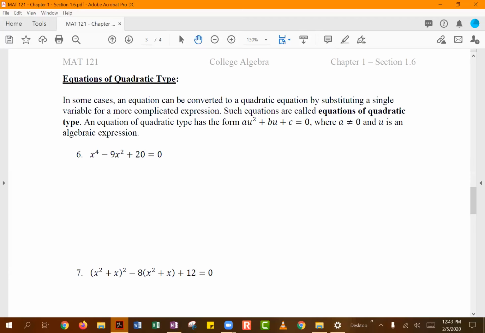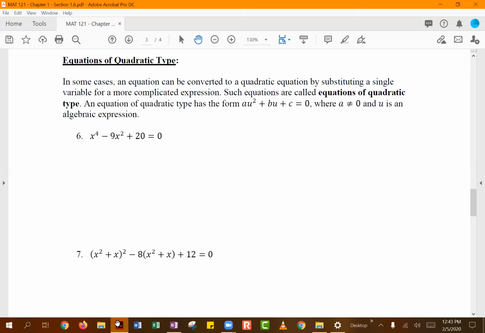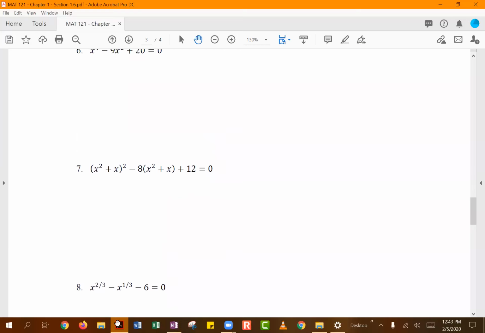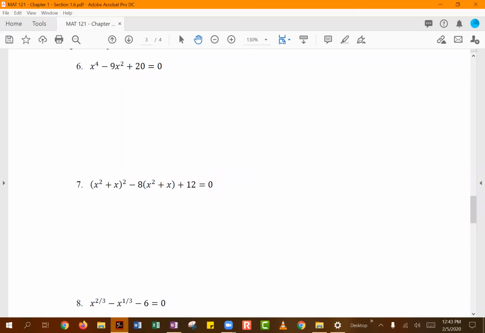This is what we call equations of the quadratic type, where you have to define your u in such a way that I can take it from x to the 4th power and make it look more like a quadratic equation. You can see the different forms of equations we have here, and each one of these is different. So how can I take something like this, or even something like this, and make it look like a quadratic type of equation? That comes down to how you define that u term for your equation.